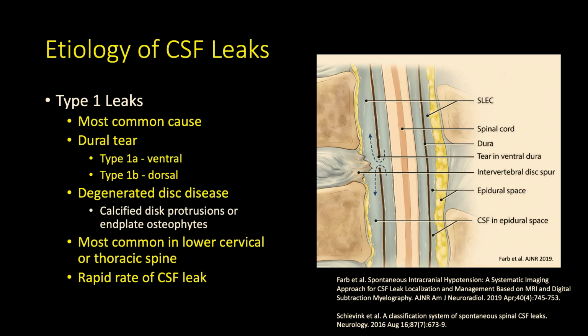In terms of the cause of CSF leaks, there are 3 types. So type 1 leaks are the most common cause, and these are due to a dural tear, a defect in the dura. That's most common ventrally, but it could also be dorsally. With these tears, what happens is you get degenerative disc disease, often with a calcific microspur that tears the thecal sac. And these are most commonly seen in the lower cervical spine or upper thoracic spine, and they're characterized by a rapid rate of CSF egress into the epidural space because of the big hole here.